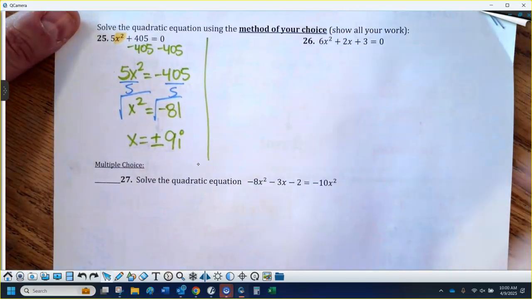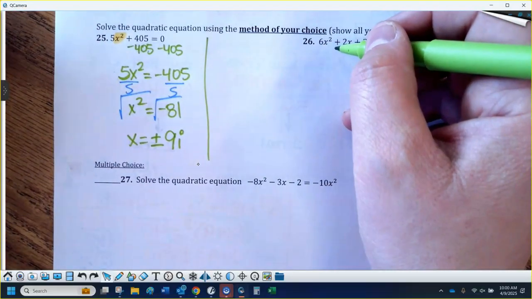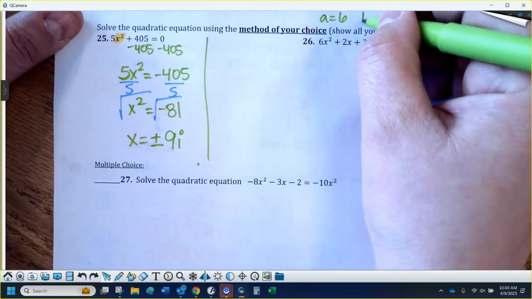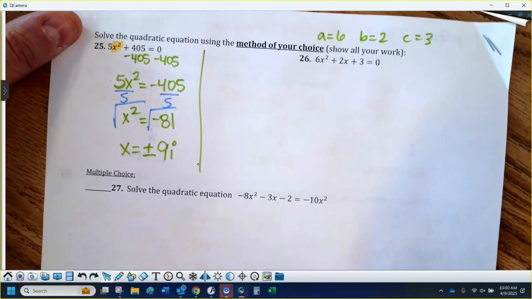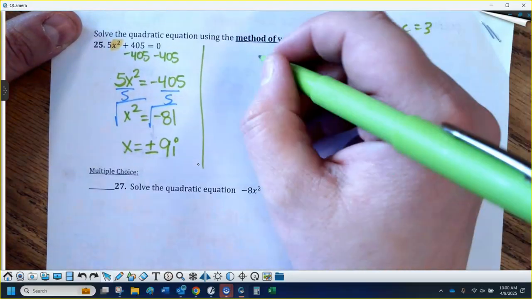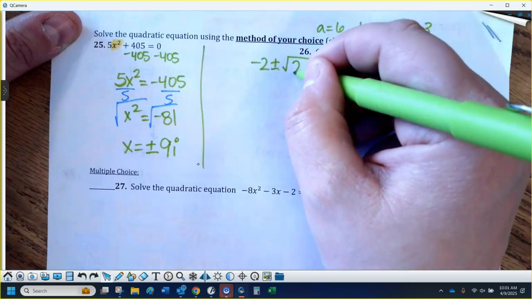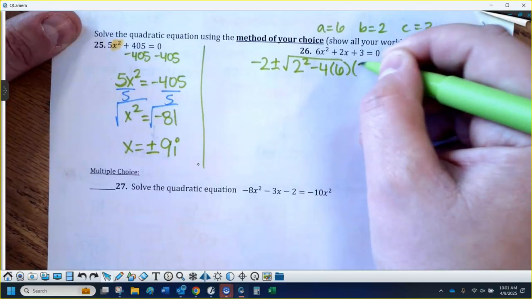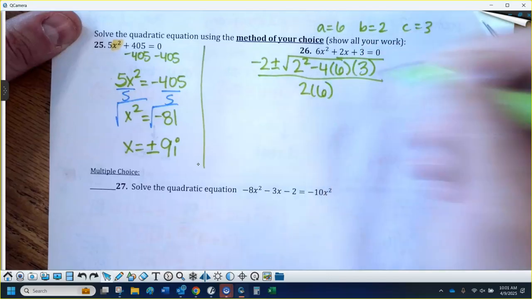All right, and I got one more. Last one, promise. All right, if you got a number in front of the x squared, I would definitely just go ahead and use quadratic formula on this. So your a value is 6, your b value is 2, and your c value is 3. Sorry, I'm at the top of the page a little bit. All right, opposite of b would be negative 2 plus or minus square root. b squared is 2 squared. 4 times the a value is 6 times the c value is 3. All over 2a, which would be 2 times 6.